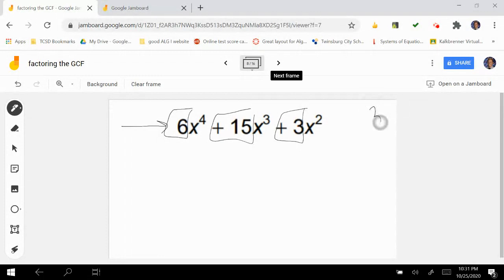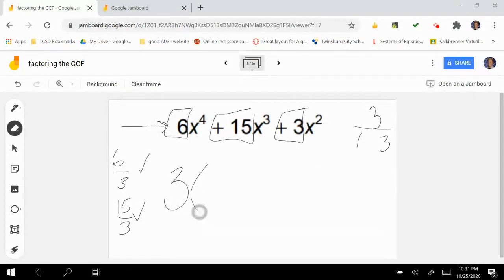Is 3. 3 again is a prime number, so 1 times 3. The greatest value 3 can possibly be is 3. So let's see if 6 is divisible by 3, which it is. Let's see if 15 is divisible by 3, which it is. So we know we have a greatest common factor of 3. I'm getting ahead of myself with my parenthesis there.